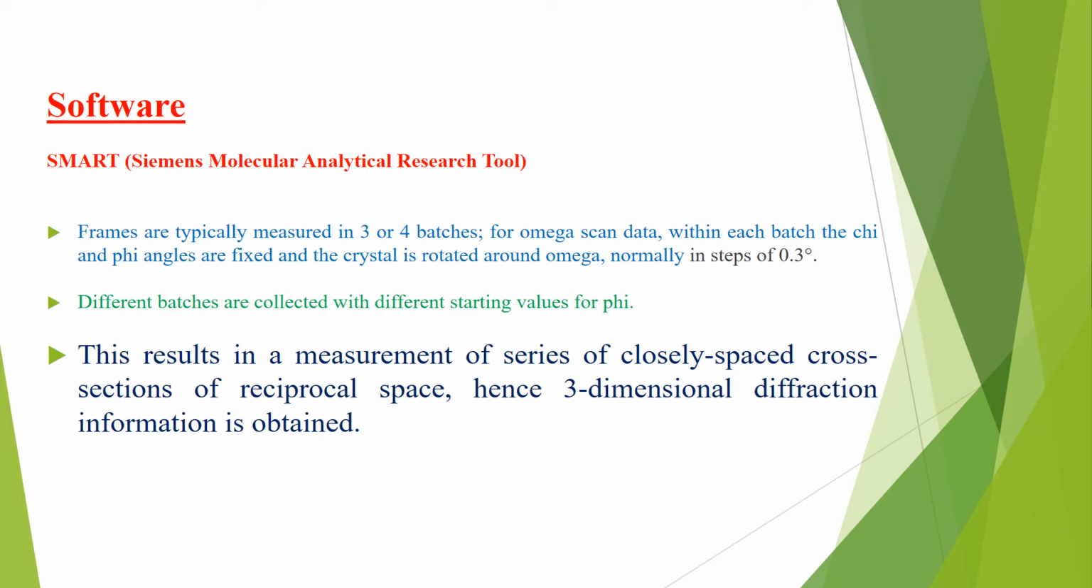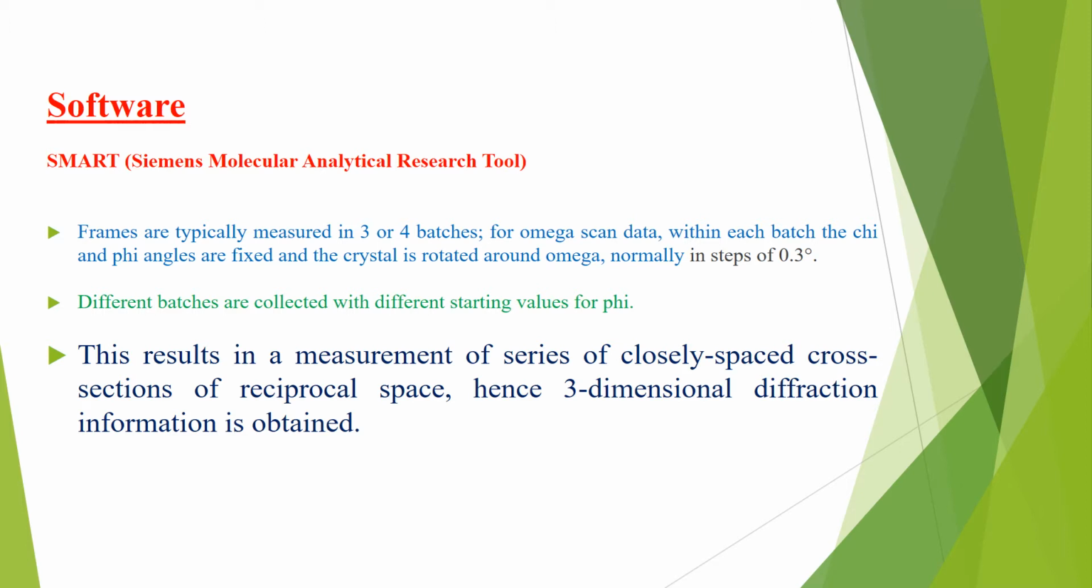within each batch, the psi and phi angles are fixed and the crystal is rotated around omega, normally in steps of 0.3 degree. Different batches are collected with different starting values of phi. This results in a measurement of a series of closely spaced cross-sections of reciprocal space. Hence, three-dimensional diffraction information is obtained.